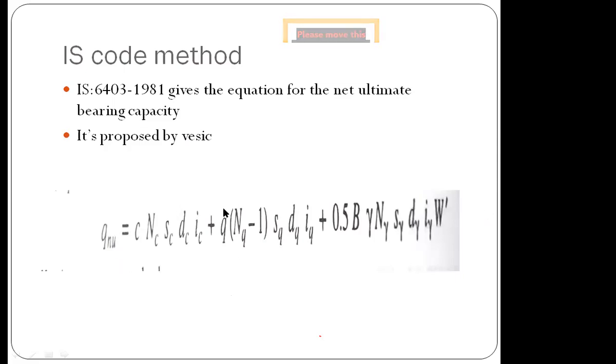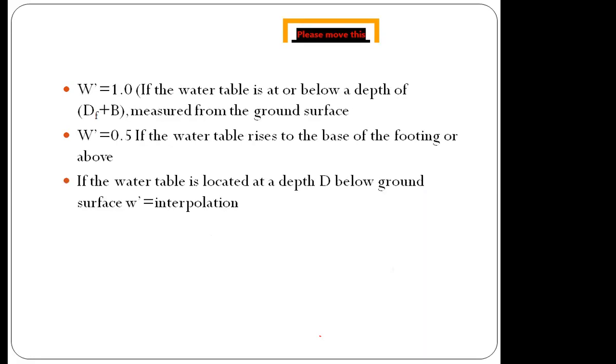So almost all the equations given by Terzaghi, the IS code method or the basic equation will be similar, but only one term will change. Even in Meyerhof's, only one term will be changing. That will be mostly in the surcharge term. So try to observe the difference in each equation.